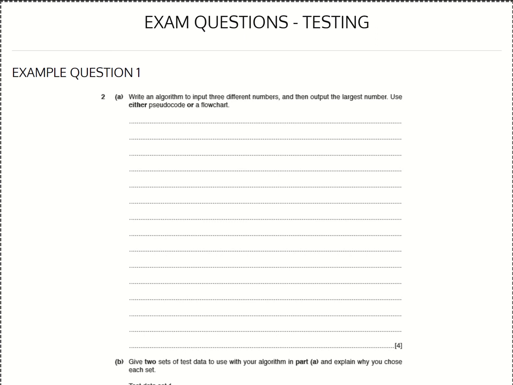IGCSE Computer Science 0478 Paper 2 Testing. Write an algorithm to input three different numbers and then output the largest number. Use either pseudocode or a flowchart. So we can use pseudocode or a flowchart.